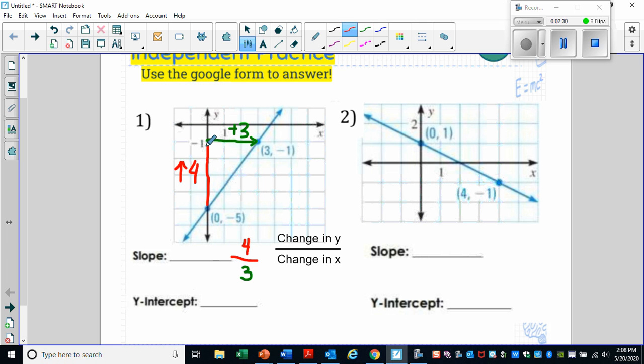And then similarly, for your second problem, for the slope, our first point is (0, 1). So we're going to start at (0, 1). Now we see that we go down. We go down 1, 2. So we go down 2 spots from positive 1 to -1. So our change in y will be 2, but since we're going down, that will be a -2.